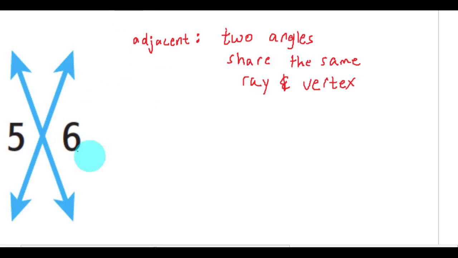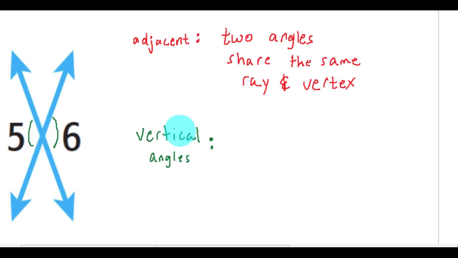Another cool phenomenon that appears when two lines intersect is something called vertical angles. Vertical angles are basically angles that are opposite of one another. So here where the lines intersect, I see that angle 5 and angle 6 are opposite of one another. And when two lines intersect and you have vertical angles, these angles are congruent. They're the same size and same shape.